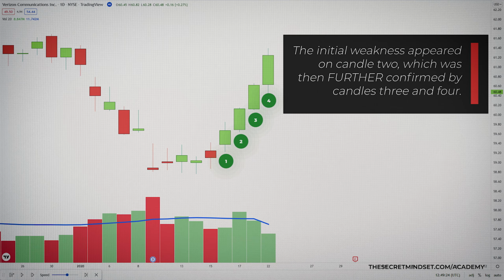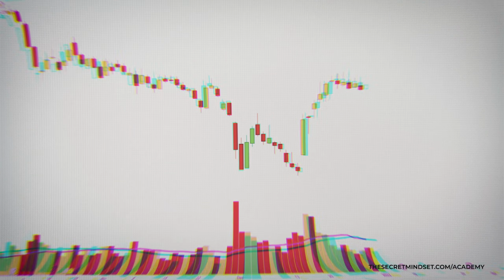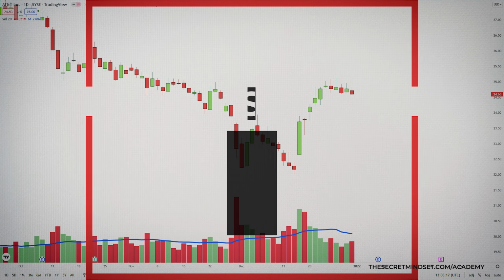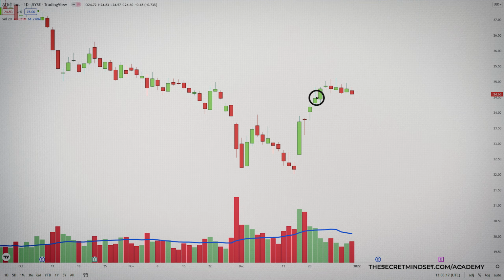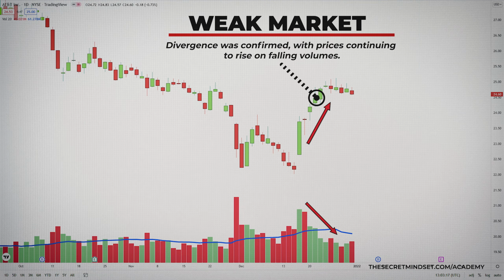The initial weakness appeared on candle 2, which was then further confirmed by candles 3 and 4. This is often the sequence of events that unfolds. Initially, we see a divergence that appears using the single candle analysis. We then wait for other candles to appear and analyze them against the initial divergence. In this case, the divergence was confirmed, with prices continuing to rise on falling volumes, and now we have a market which is apparently weak, and confirmed as such.